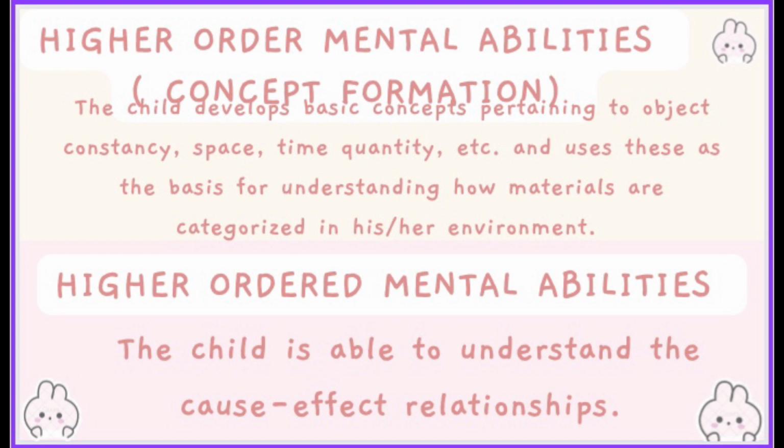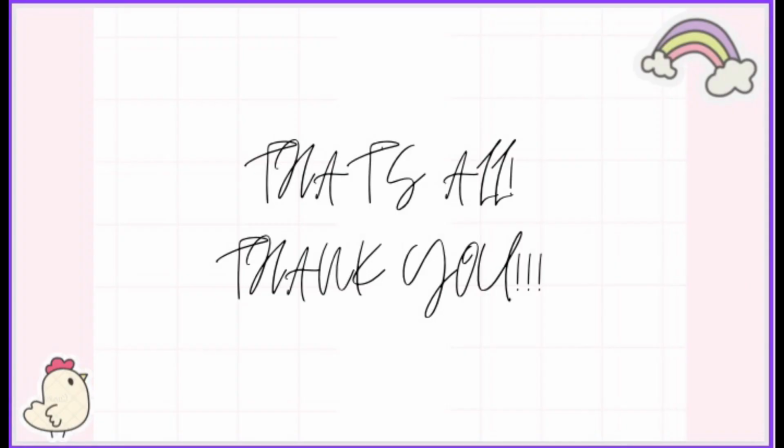Higher order mental abilities. Concept formation. The child develops basic concepts pertaining to object constancy, space, time, quantity, etc., and uses this as the basis for understanding how materials are categorized in his or her environment. Higher order mental abilities. The child is able to understand cause and effect relationships. So that's all for week 10 to 12.